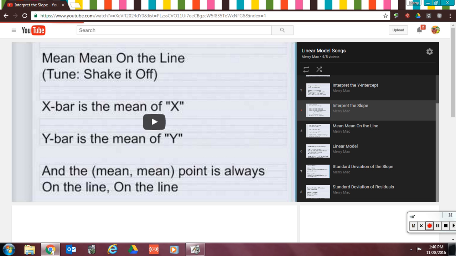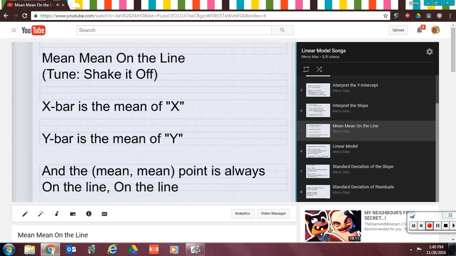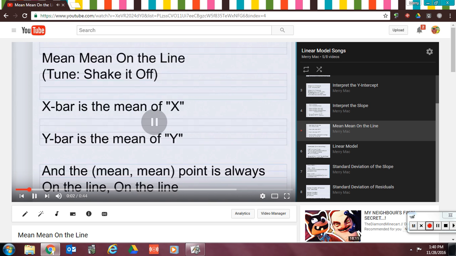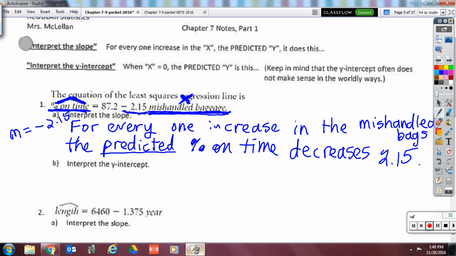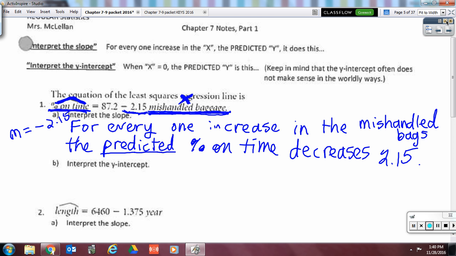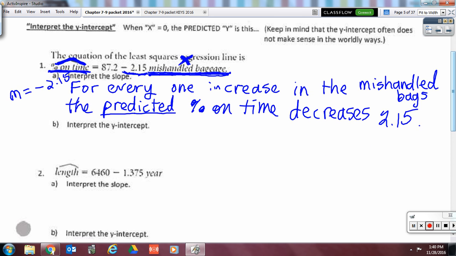Okay, so that's your interpret the slope. And if you know that song, then that's going to help you remember the words. Now, next thing we're going to do is interpret the y-intercept. So in this problem, what is the value of the y-intercept?